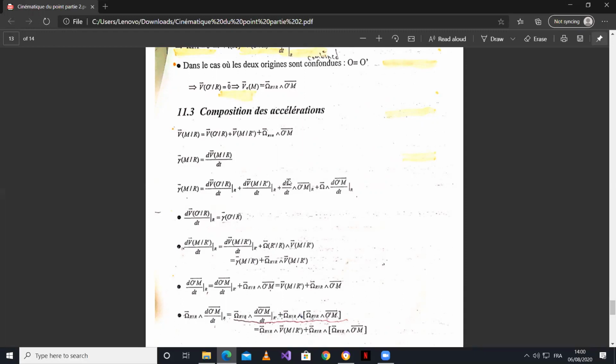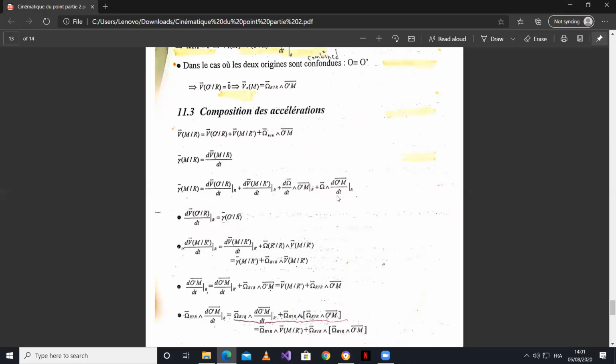What I meant to say was omega point, because in Mécanique we work with point. In analysis and algebra, that's why we use prime. In Mécanique, we work with a point. So you just write omega point vectorial O prime M, because for omega, it doesn't matter whether it's in R prime or in R, you just derive it directly.